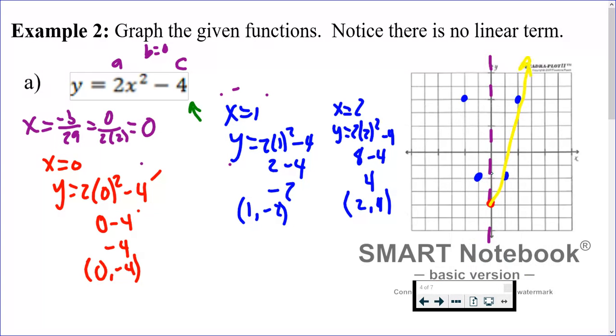So that's how you're going to handle it if the function looks a little different, where there's no linear term. Basically the same process, it's just that, again, you're not going to be able to get a point out of the y-intercept because you already had it with the vertex. So you just basically repeat step 4. You do that step twice.